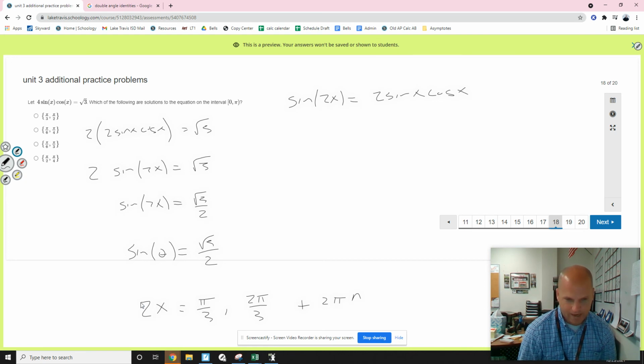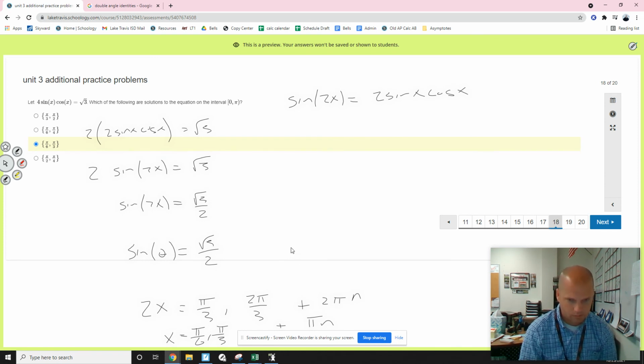But my solutions for x, 2x would be those. My angle is 2x. So I divide both of these by 2, and this turns into pi over 6, and this turns into pi over 3. And this turns into pi n when I divide it by 2. So I get pi over 6 and pi over 3. Those are good solutions between 0 and pi over 2.